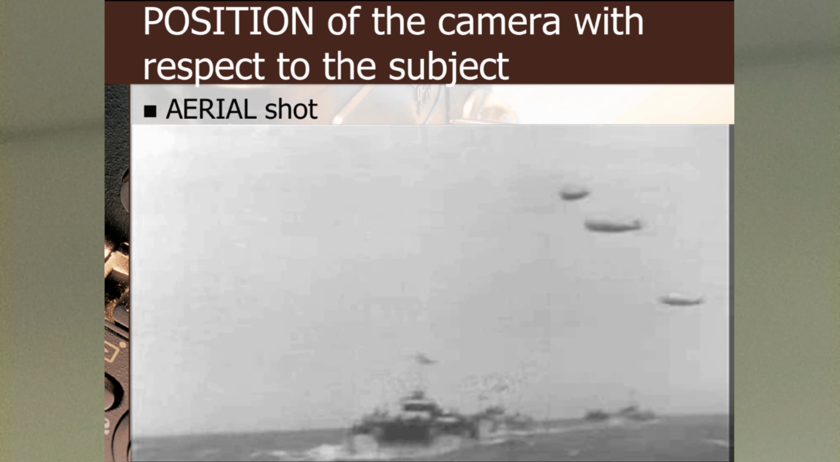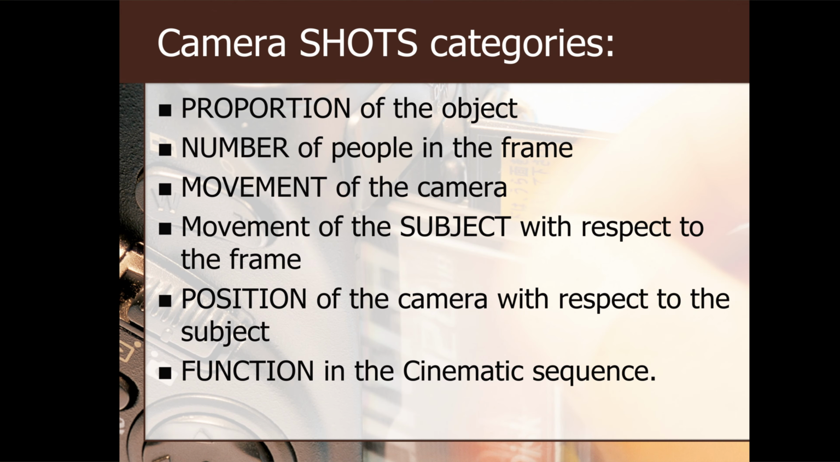Aerial shot, on the other hand, is also used to establish a space, but usually taken by cameraman on board a plane, chopper, or balloon. Nowadays, we use satellites or drones. Next category of shots, function in the cinematic sequence. This is how the camera shots are used in the video or film during editing.